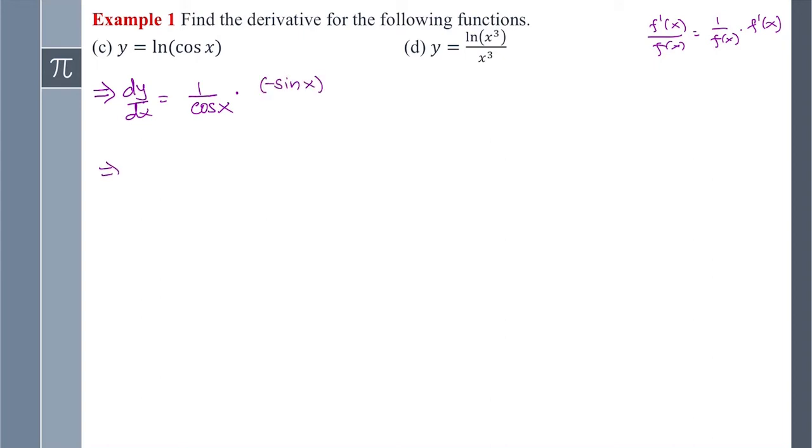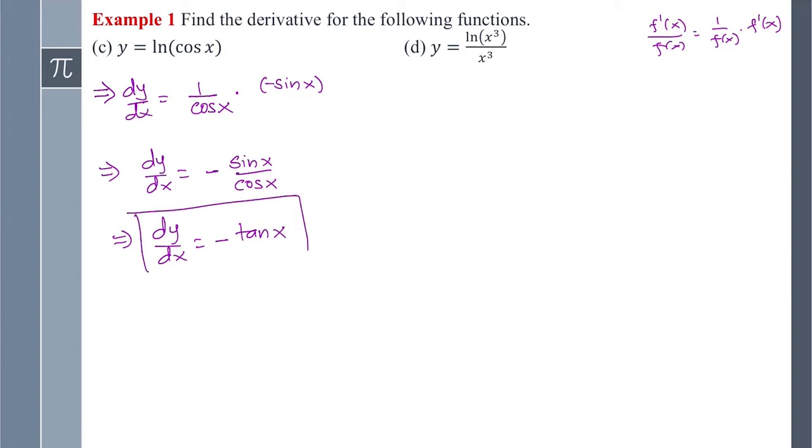Now if we put those two together, then we get dy over dx equals negative sine x over cosine x, and then sine x over cosine x is tangent x. So dy over dx equals negative tangent x, and that is the derivative.